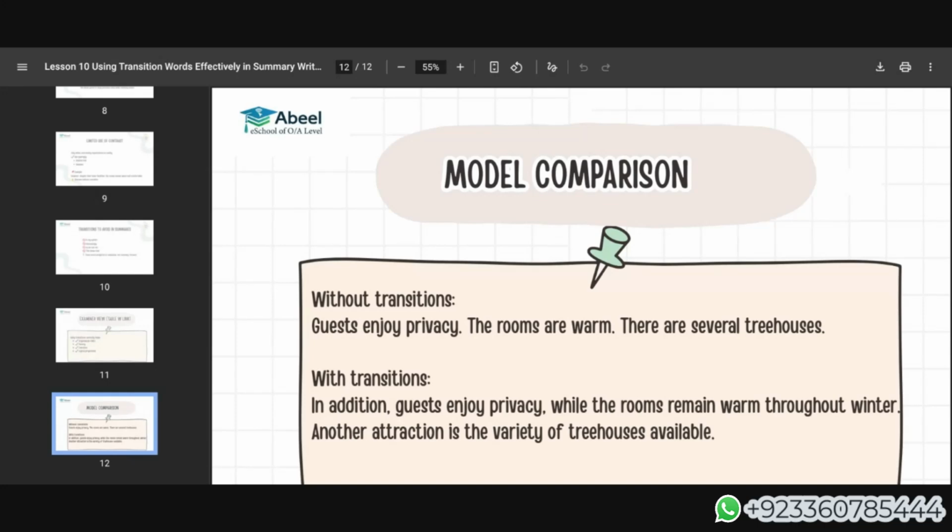So we are going to discuss further components regarding summary writing, opinion-based answer, interview-based question in our next lesson.